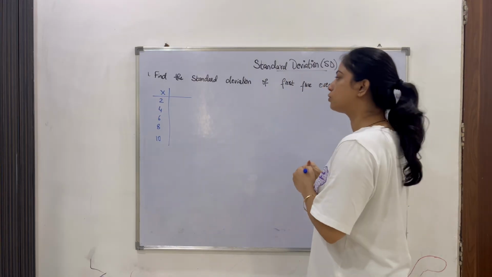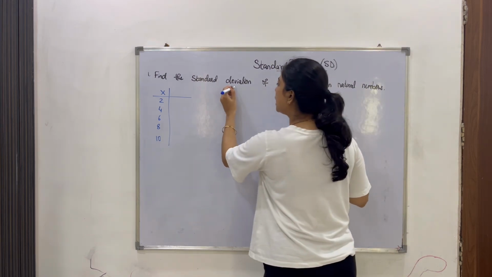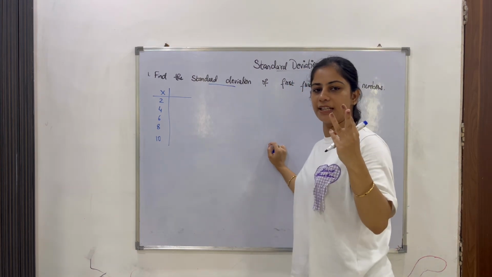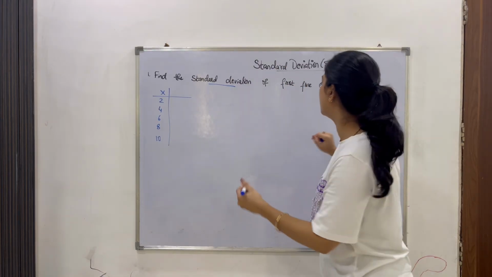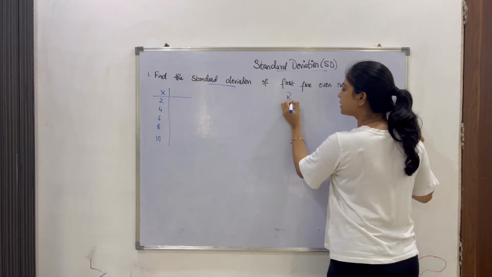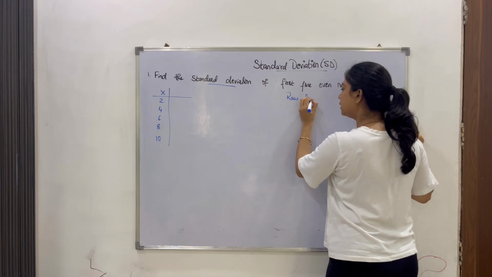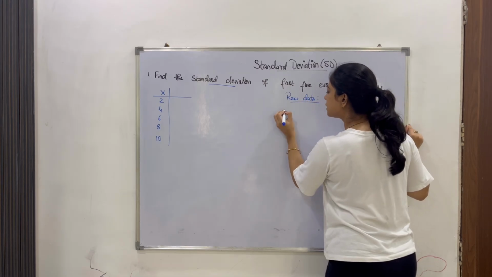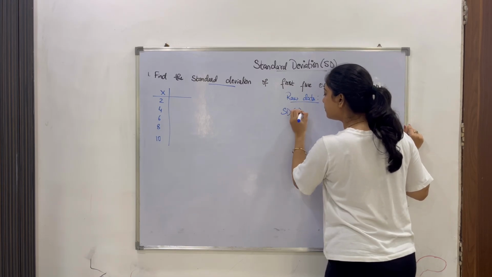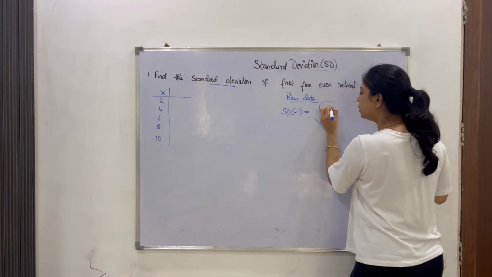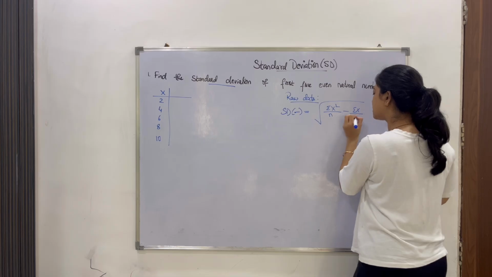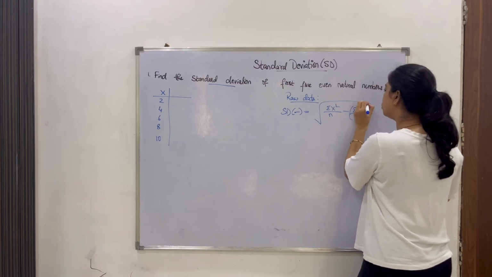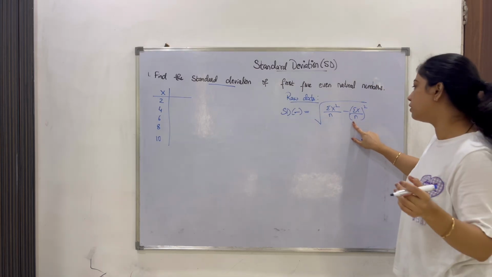Now, they have asked us to find the standard deviation. Standard deviation can be for 3 types of data: raw data, discrete data, continuous data. Since only x values are given to us, this will be considered as raw data. Let us write down the formula first. Standard deviation or sigma is equal to under the root summation x square by n minus summation x by n the whole square. It is better to use this particular formula in order to solve the problems.